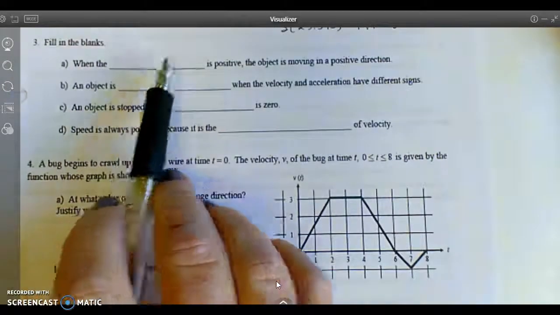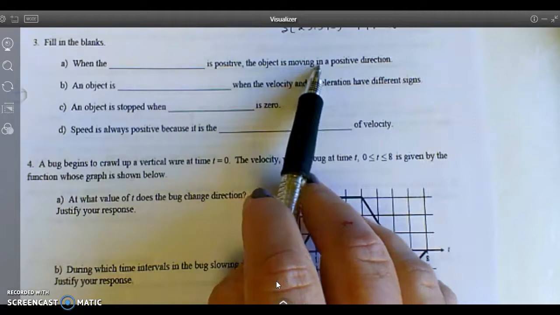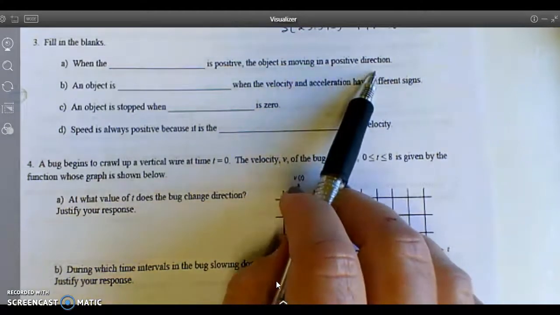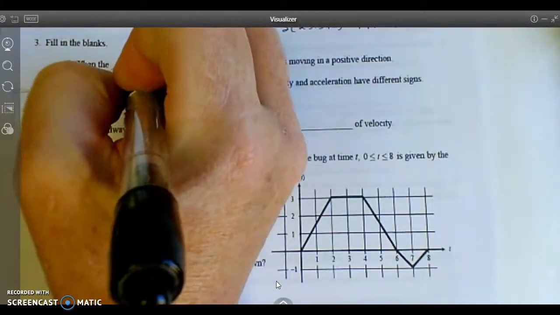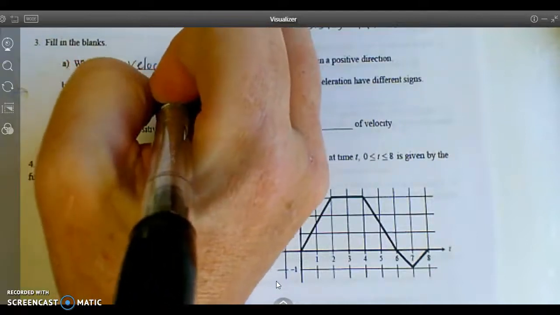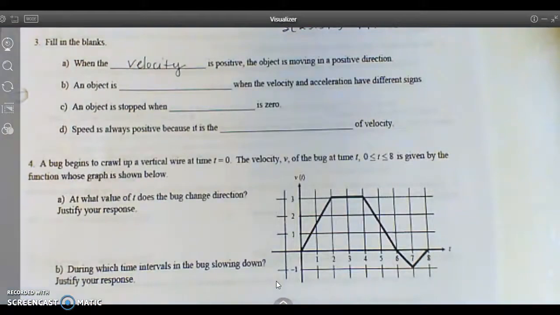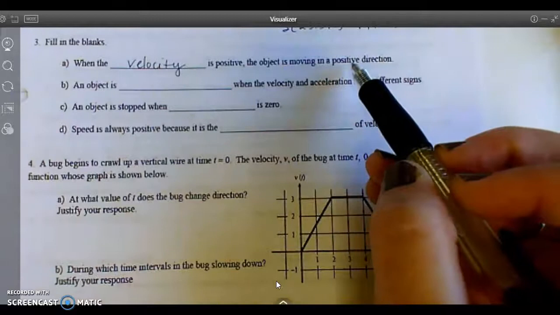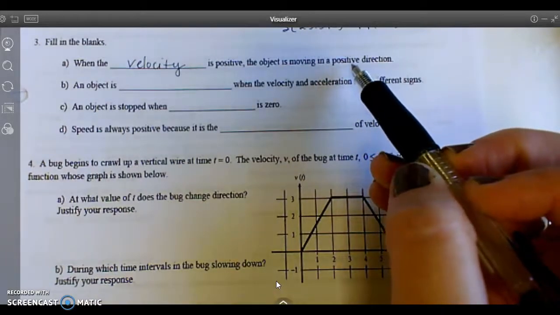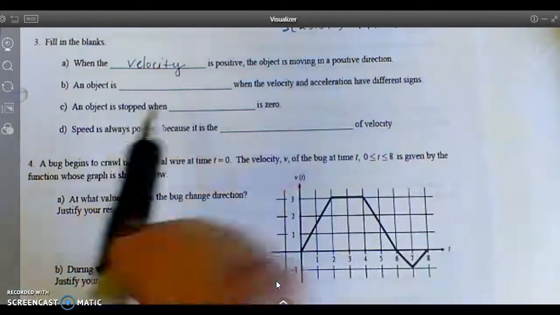Okay, when the velocity is positive, the object is moving in a positive direction. So if you get a positive answer for velocity when you plug in a certain time, that means that you're moving in a positive direction. Usually it's up or to the right. It just depends on the situation.